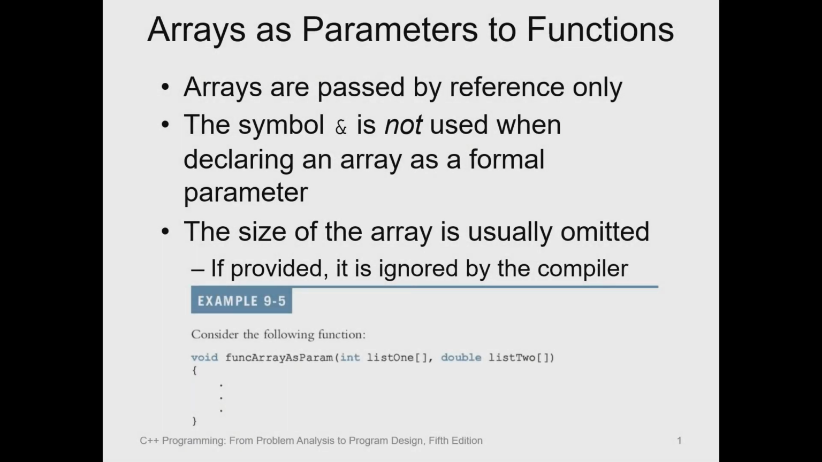Part 2 of discussion for one-dimensional and two-dimensional array. Array as parameters to a function. Take note that arrays are passed by reference only, so that means we do not use the ampersand symbol in declaring an array as a formal parameter. And the size of the array is usually omitted when it comes to an array as parameter to a function. If provided, it's still ignored by the compiler.